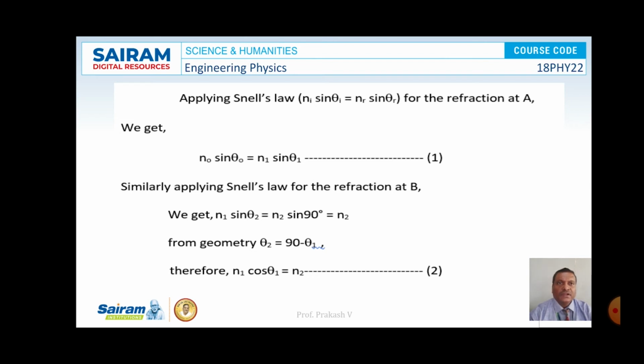Similarly, applying Snell's law for the refraction at B, we can write n1 sin theta 2 is equal to n2 sin 90 degrees. So sin 90 is 1, therefore that will become n2. Therefore, the value of theta 2 becomes 90 minus theta 1. Therefore, n1 cos theta 1 will be equal to n2. Consider this as equation number 2.